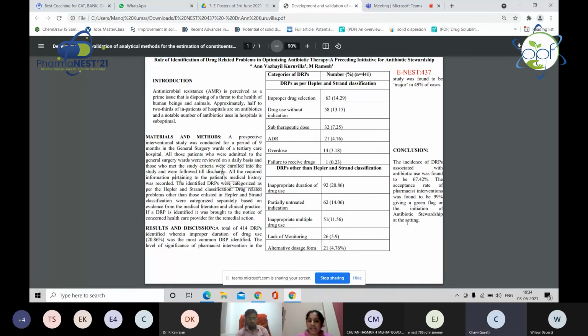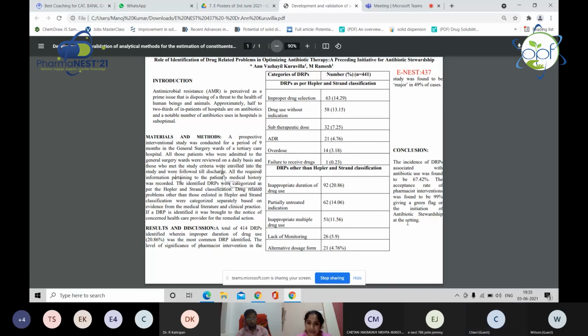According to the Hepler and Strand classification, we see that improper drug selection was around 14.29%, wherein what happens is, because of the prophylaxis, we always tend to give a broad spectrum antibiotic, and mostly we tend to give a third generation cephalosporin. But that was not necessary if it's not an infected case, but to ensure good coverage and to protect the patient from further infection, the same was given.